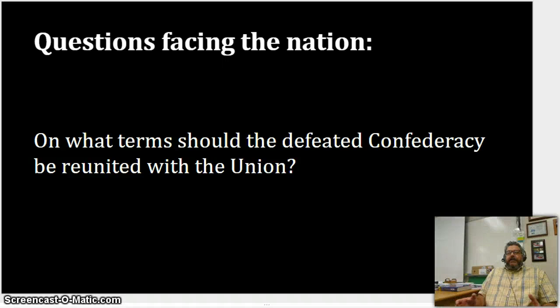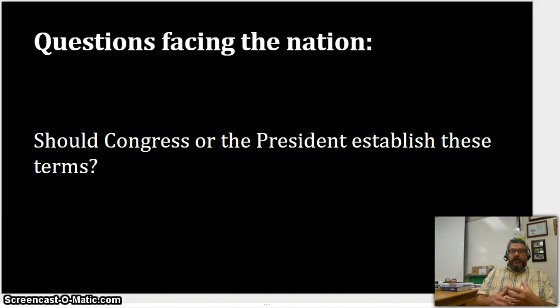So what's facing the nation following the Civil War? We've got a number of questions that the nation's leaders, particularly now we're talking about those leaders in Washington, are going to have to address. And they're not easy questions to deal with. First, on what terms should the defeated Confederate states be brought back into the Union? Second, who's going to decide on those terms? Should it be Congress that leads the process of Reconstruction, or should it be the president? That's going to be a real power struggle, and it's going to come down to really a constitutional issue and the division of powers.